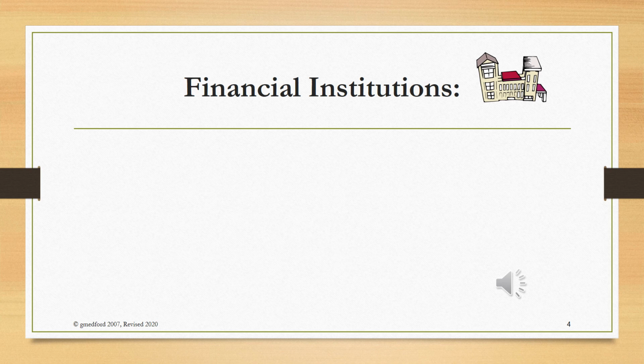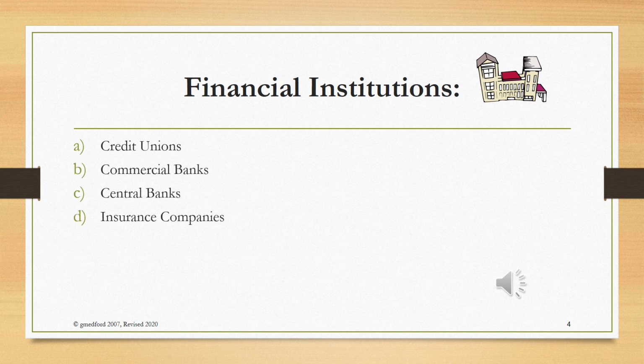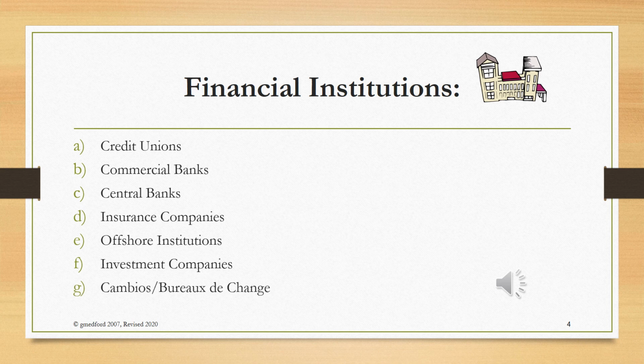Some examples of financial institutions include credit unions, commercial banks, central banks, insurance companies, offshore institutions, investment companies, and cambios or bureaus d'échange.